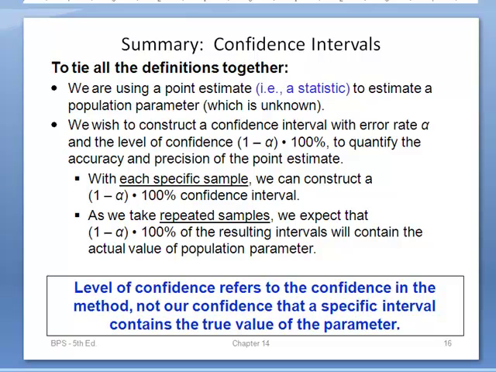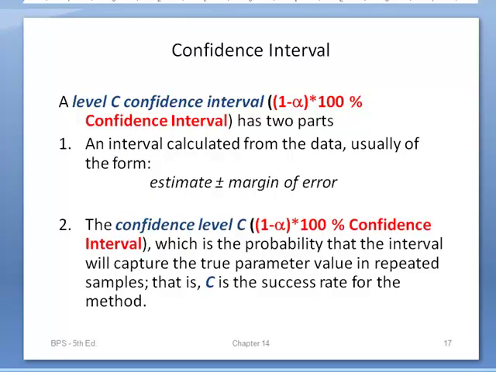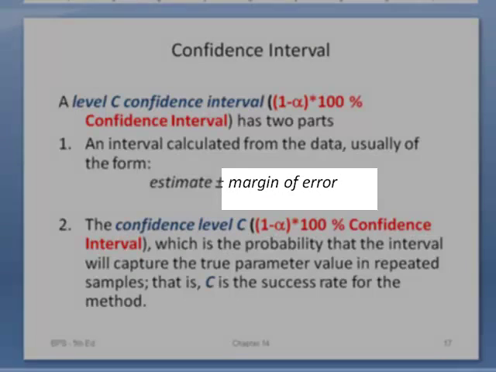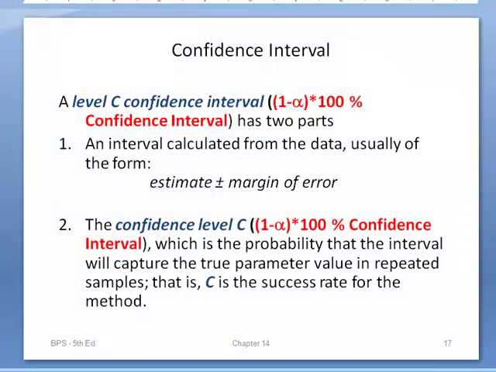That is, that our method works to find an interval that contains the parameter we're looking for. So we have a level C confidence interval, that 1 minus alpha times 100% confidence interval. It has two parts: our estimate plus or minus a margin of error. So you're going to take your estimate, your x bar, and subtract a number, this margin of error, and you're going to take that very same sample mean and add this thing called the margin of error. That will give us an interval of numbers that we expect or hope that the population mean would be in.